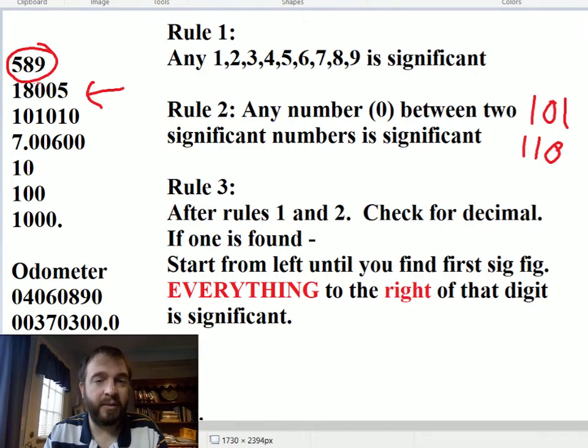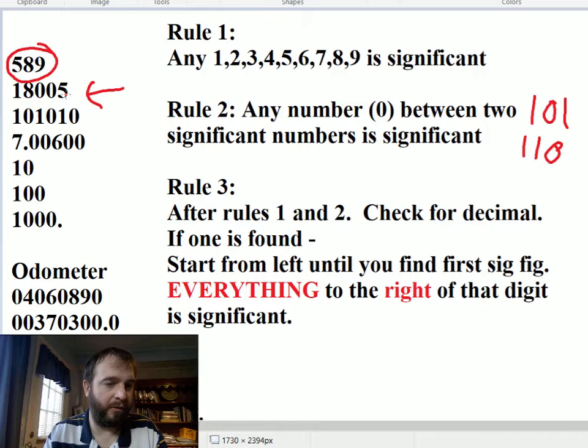This 0 has a significant figure to the left. It also has a significant figure, not immediately, but to its right. So it's got one on its left and one on its right. Since they're both significant, this 0 must be significant. Same thing with this 0. Maybe not immediately, but it's got a significant figure to its left and to its right. Therefore, this is significant. So with rule 1 and rule 2, 18,005 has 1, 2, 3, 4, 5 significant figures.